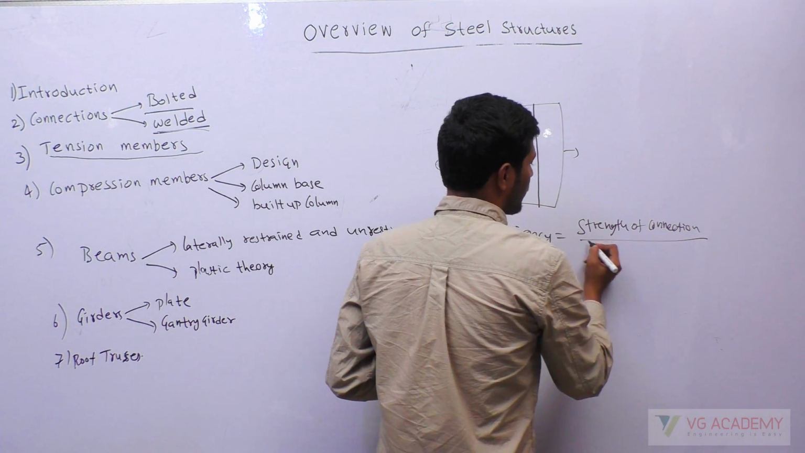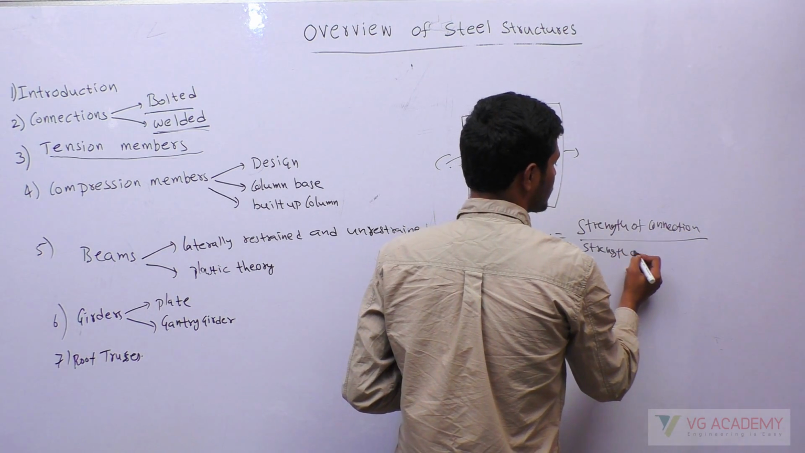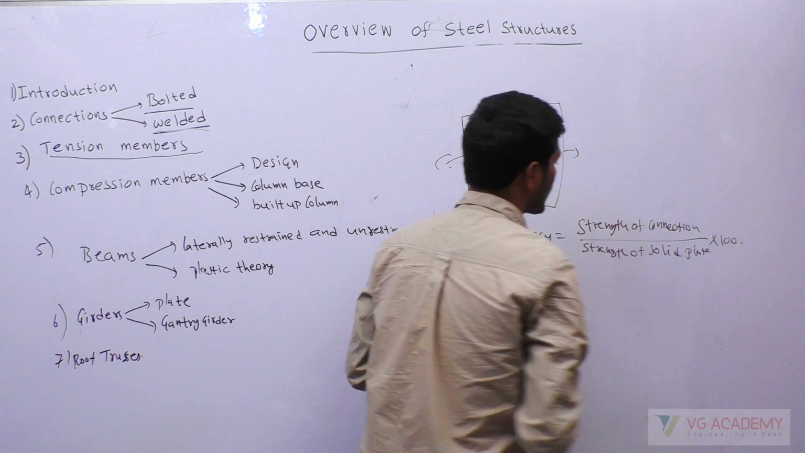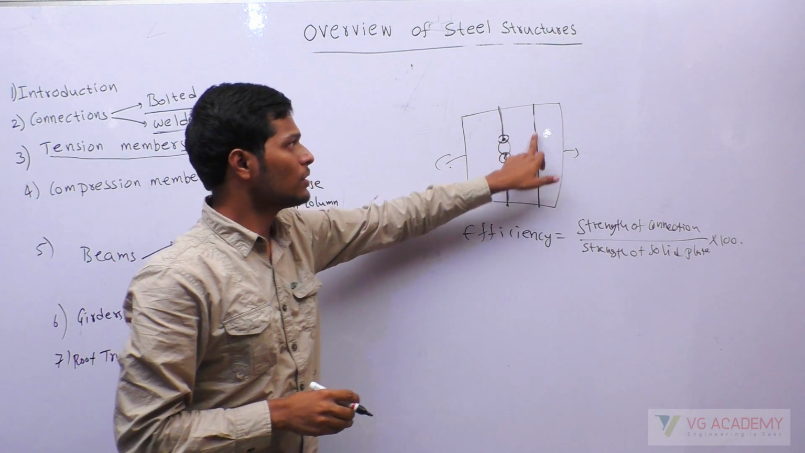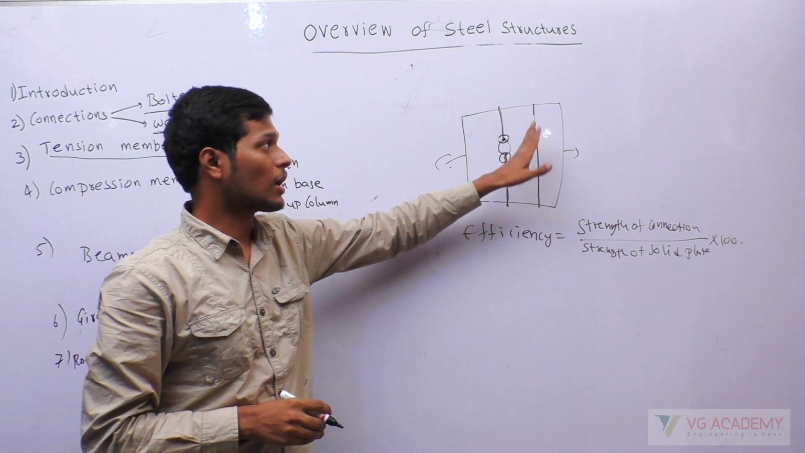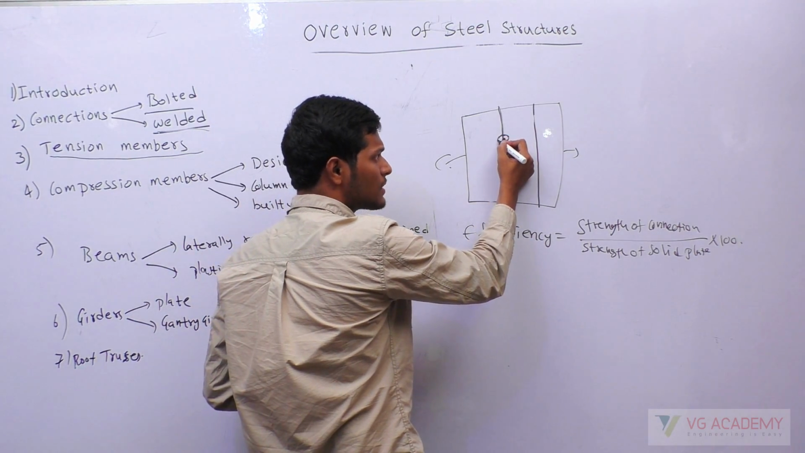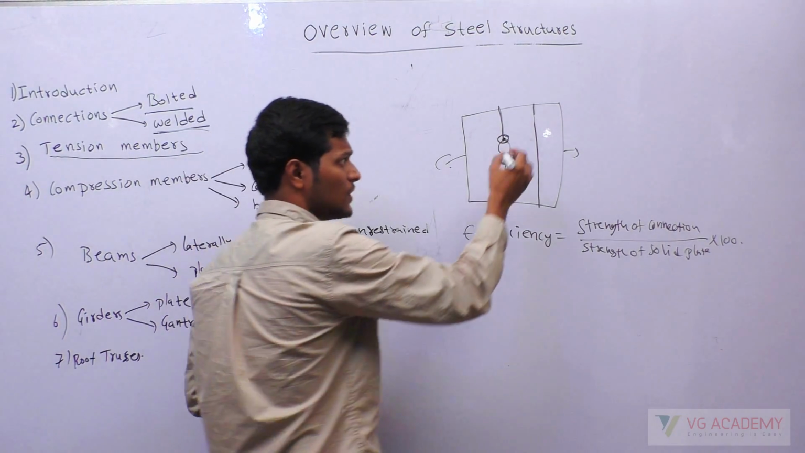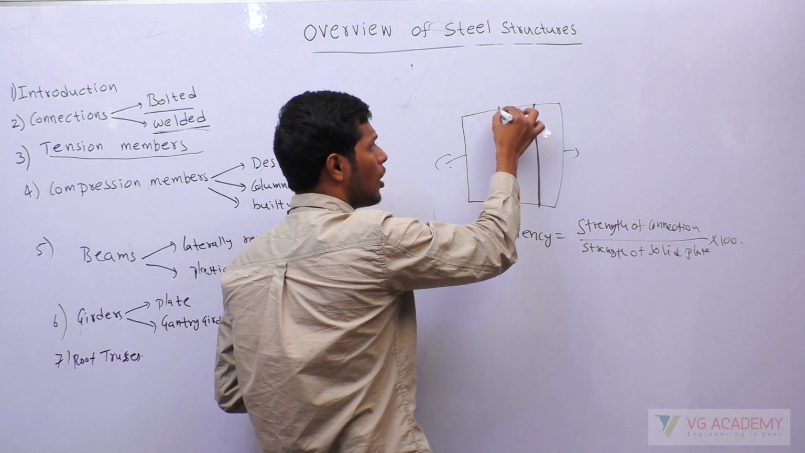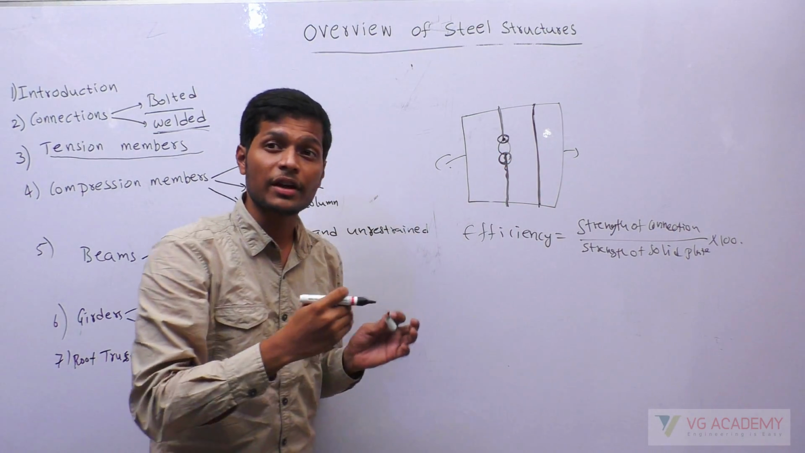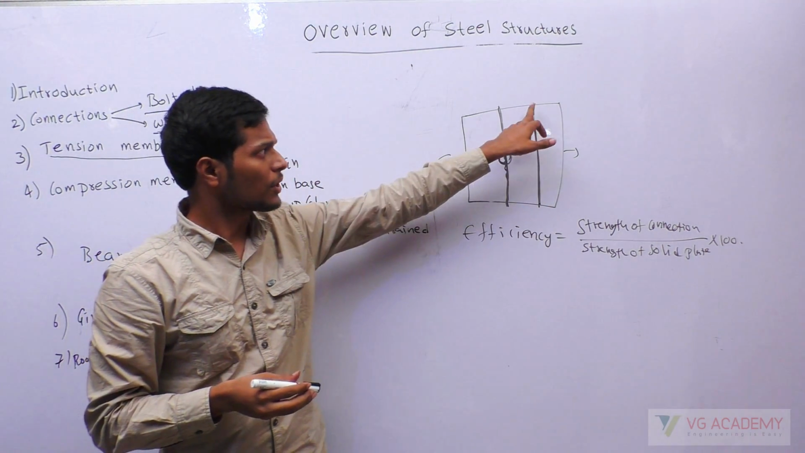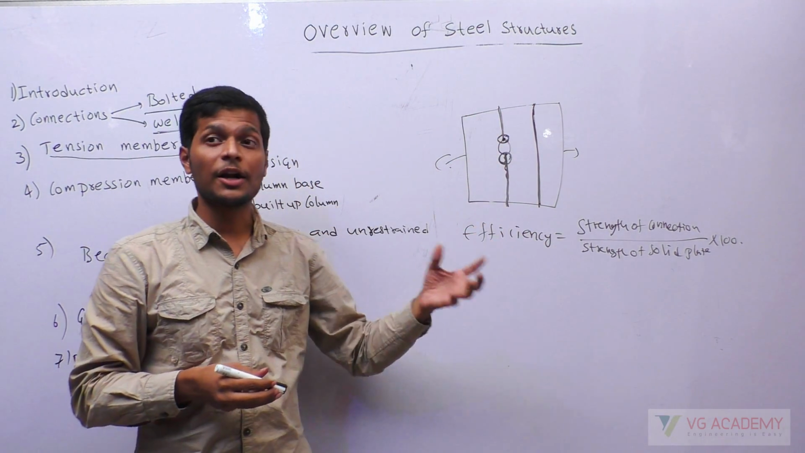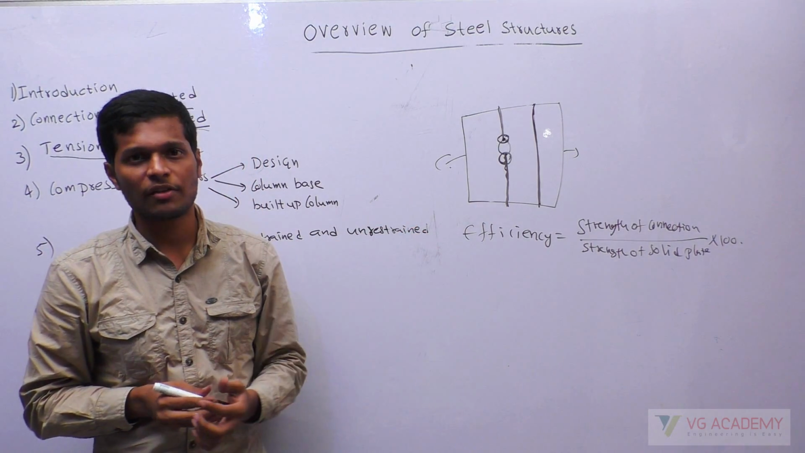strength of the connection divided by strength of solid plate into 100. Okay, solid plate means here without any bolts, what is the strength you have here? So compared to that, as you have inserted a hole, the strength here will reduce, definitely it will reduce. So compared to the solid section, how much strength your connection has is the efficiency of the joint. If you are able to get exactly the strength you had before inserting the hole, that is 100% efficiency. The connection has 100% efficiency.